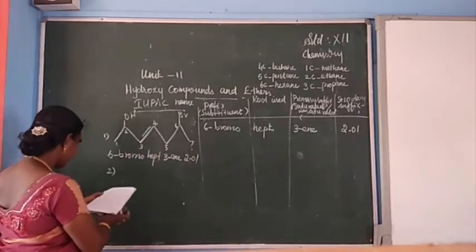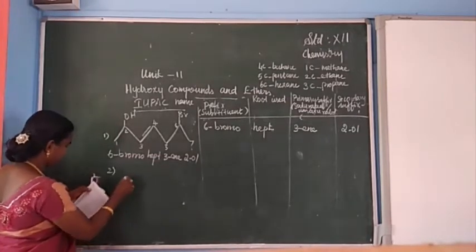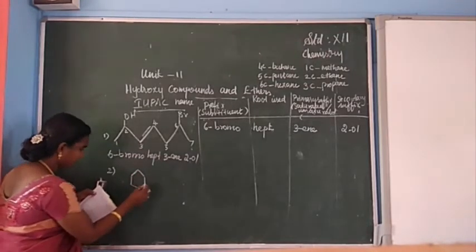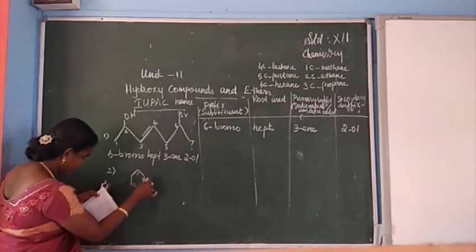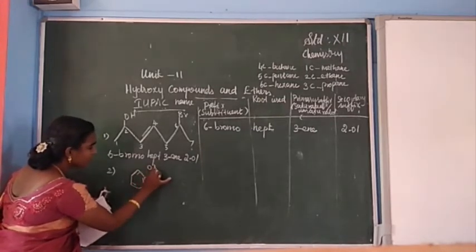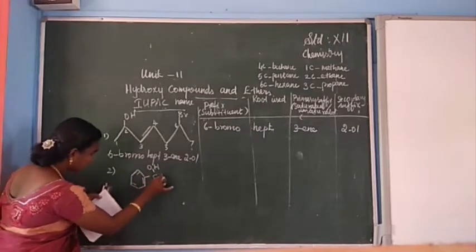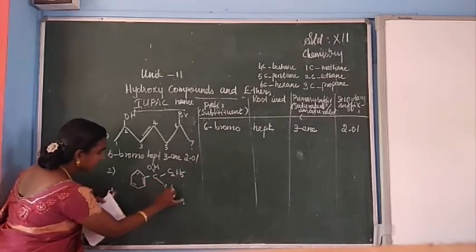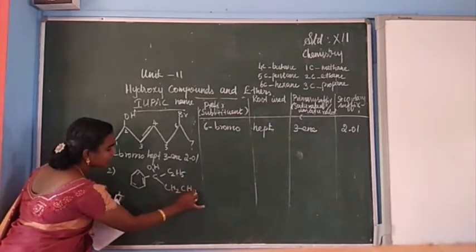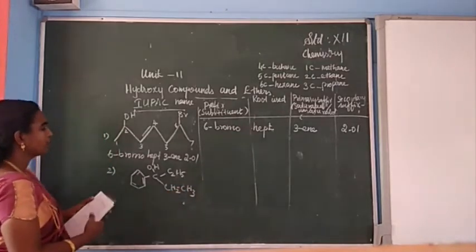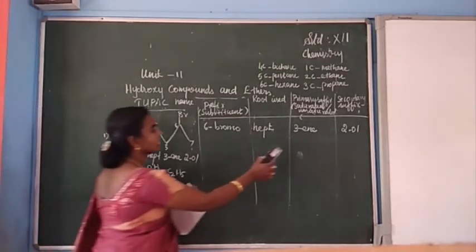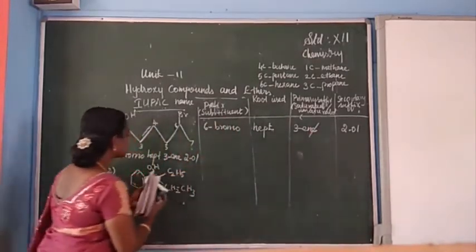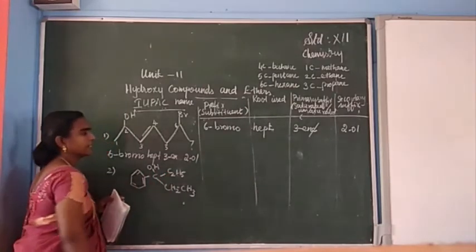Next question, we can write a benzene ring, COH, C2H5 here, CH2 CH3. Consider this compound, okay? So when you are writing 3E, write this E, and here also no need of writing this E.